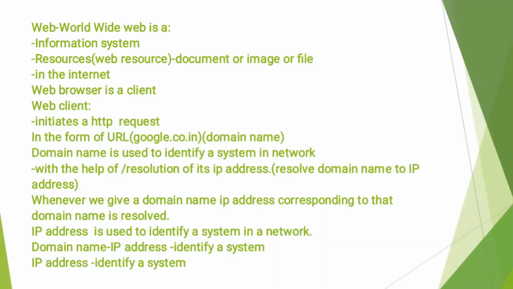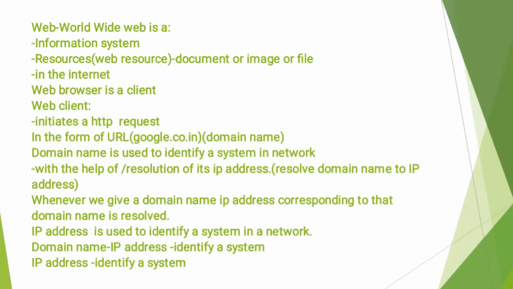Why do we use a domain name? Domain name is used to identify a system in a network. We could give an IP address instead of a domain name, but no one can remember IP addresses. So we use the universal name called domain name, which is understandable by everyone. With the help of the domain name, we resolve it into an IP address. Just as a computer understands the instructions given by a human and converts them into binary language, similarly the browser resolves the domain name into an IP address, which is unique. Whenever we give a domain name, the IP address corresponding to that domain name is resolved.